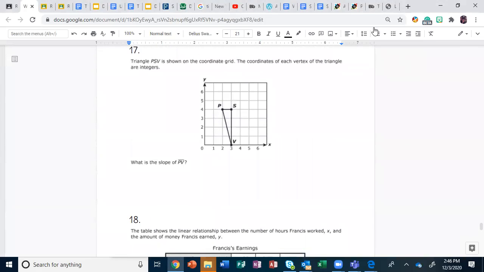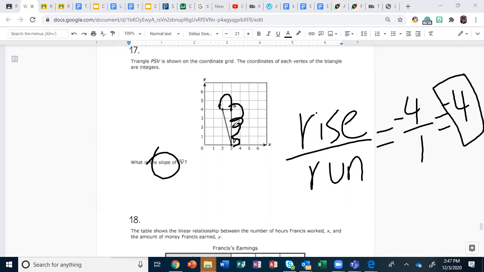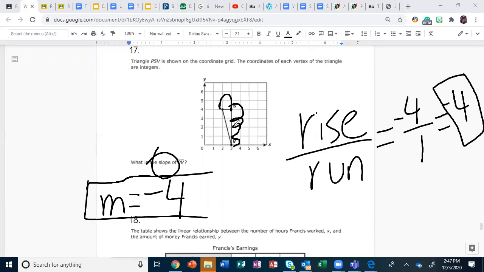Question 17, what is it asking about? The slope. So that means we have to do rise over run. How much do we rise according to these little boxes? 4. 1, 2, 3, 4. Yes, you were right. How much do we run? 1. What is 4 divided by 1? 4. But here's the deal. What is your line doing? Going up or down? Going down. So it's a negative 4. So your answer for this should be negative 4. M equals negative 4.